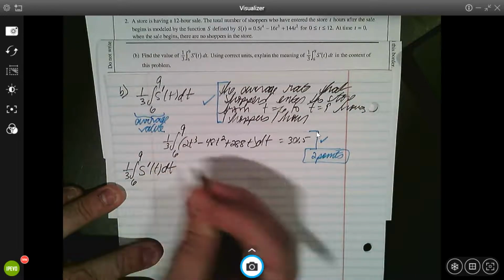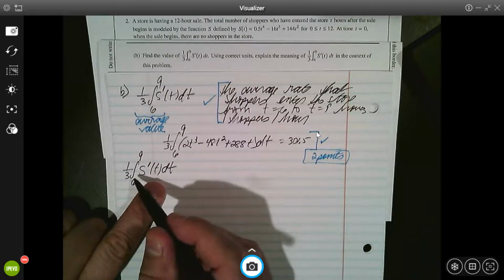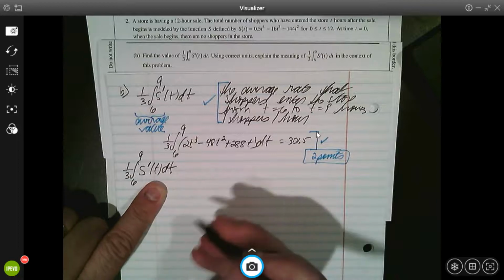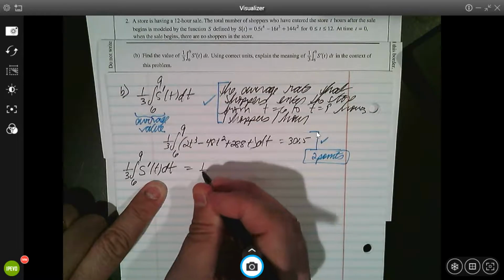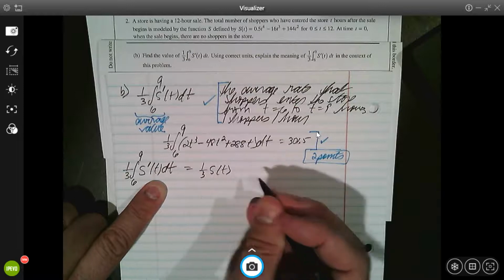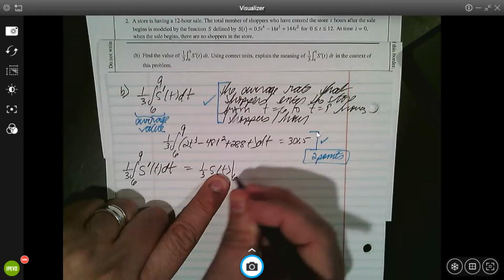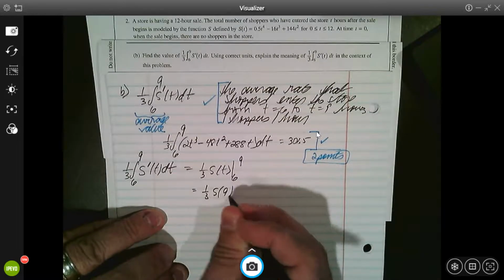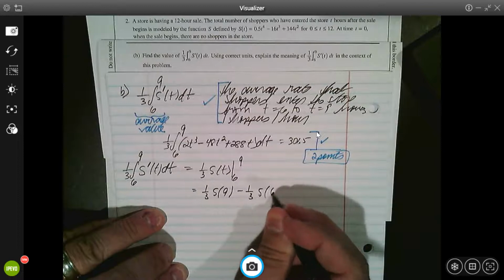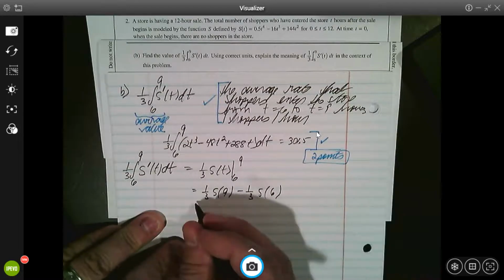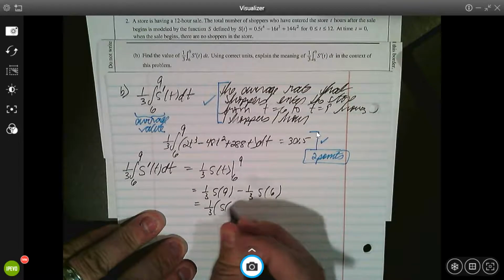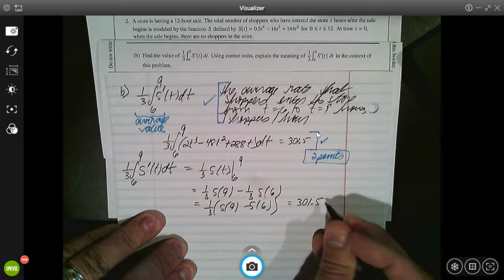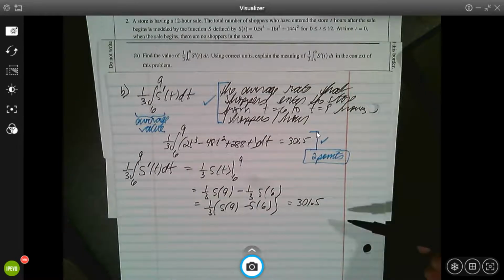Now, you might also be looking at this expression, 1/3 the integral from 6 to 9 of s prime of t dt, and you might say, but wait a second, if I'm going to find the integral of a derivative, well then isn't that just the original function? That's true. So you'd have 1/3 s of t evaluated from 6 to 9, which is 1/3 s of 9 minus 1/3 s of 6, or if you saw it, maybe 1/3 times s of 9 minus s of 6. Either way, when you plug this into the calculator, you're going to get 301.5.